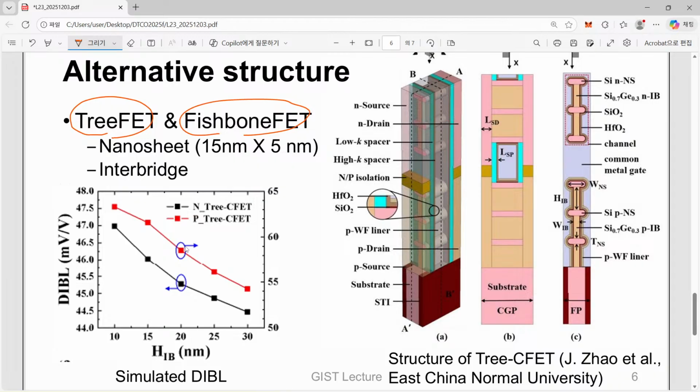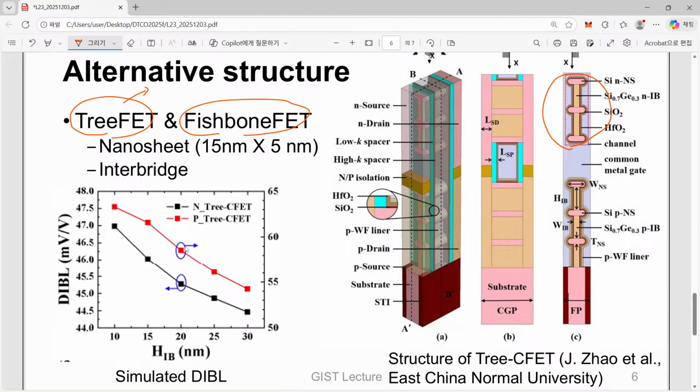What are they? Tree-fed. I think that due to historical reasons, this one is called tree-fed, and this one is called fishbone fed. Their difference seems to be quite marginal. The difference is whether they have the connection to this substrate or not.